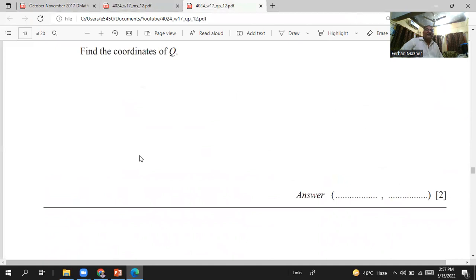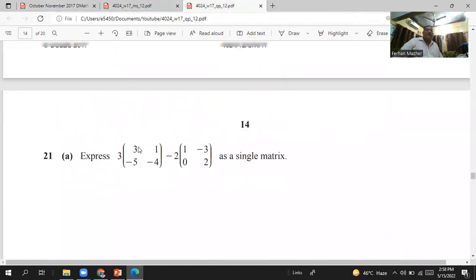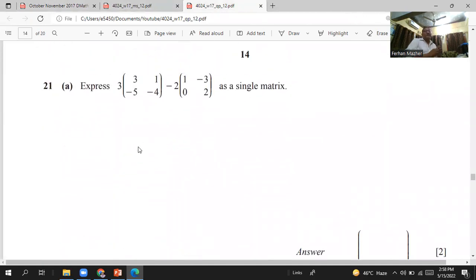So let's move to the next part. The next part is question number 21. He says express 3 times a matrix, (3, 1, minus 5, minus 4, minus 2), and then we have a matrix. So you will multiply 3 with this matrix, it will multiply with each member, and that 2 will multiply with each member.